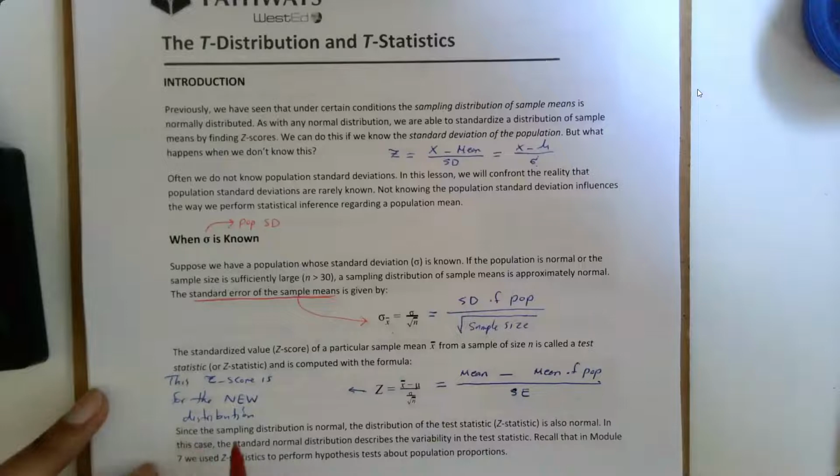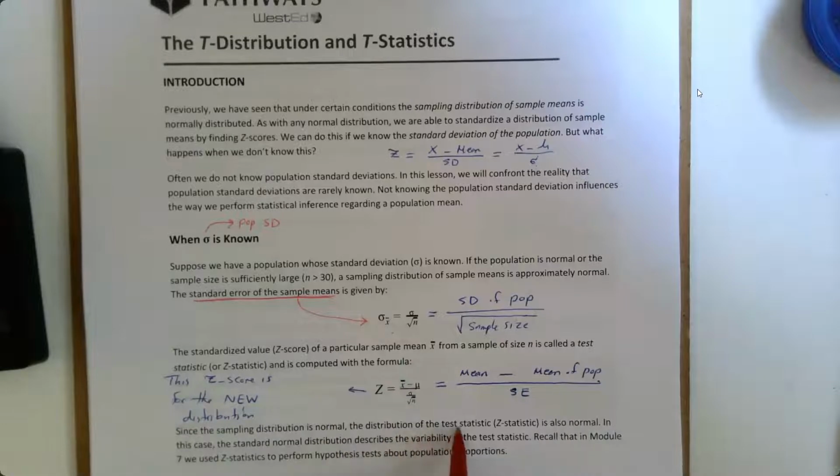Since the sampling distribution is normal, the distribution of the Z statistic is also normal. In this case, the standard normal distribution describes the variability in the test statistic.